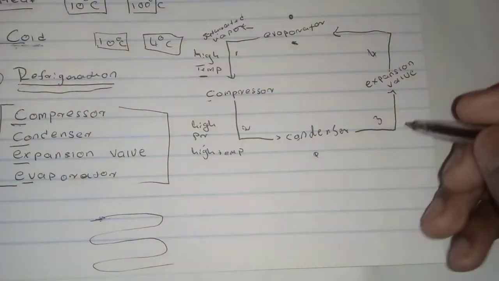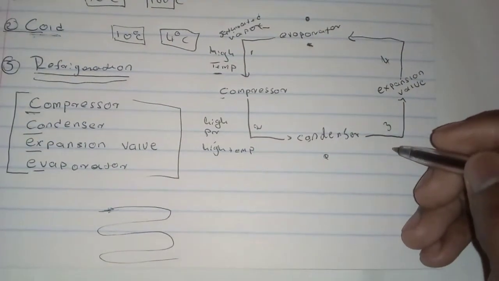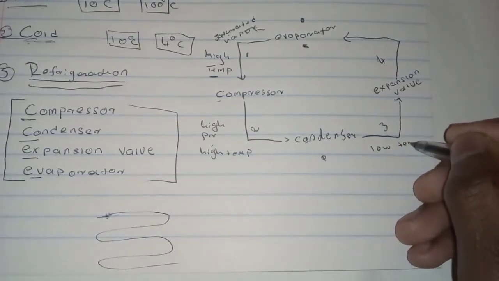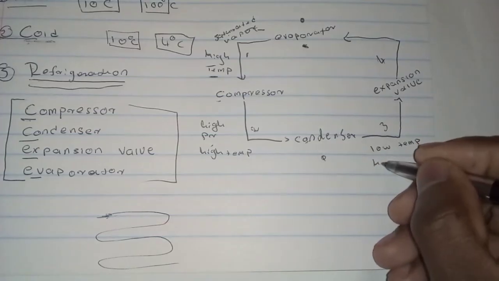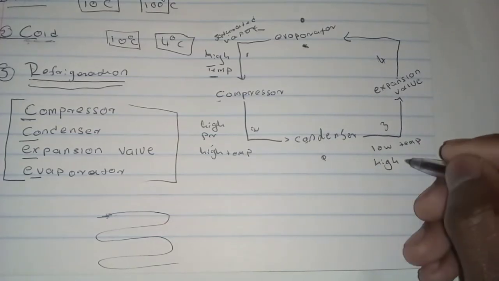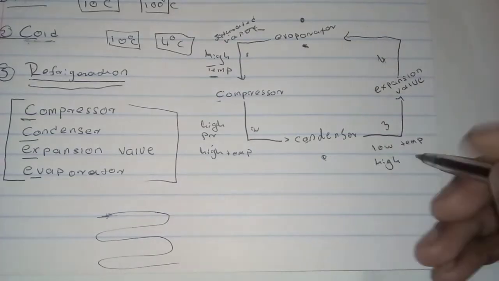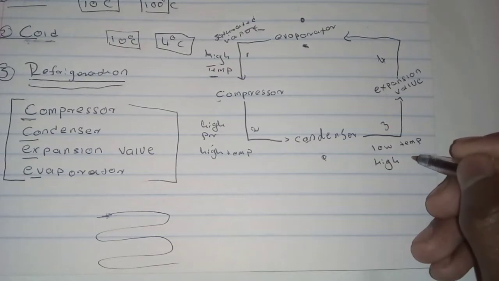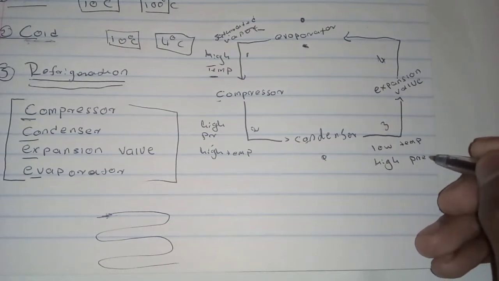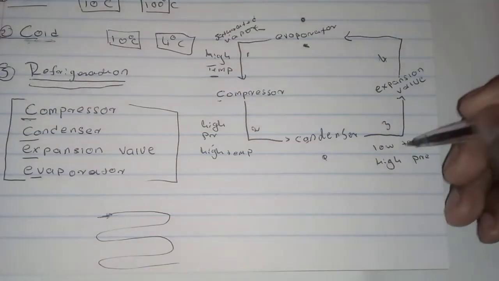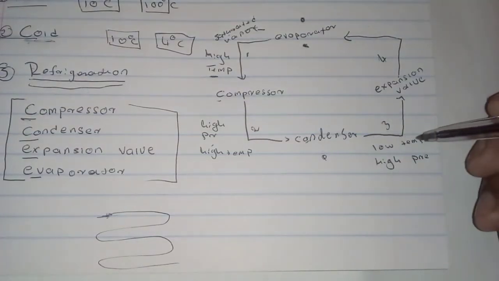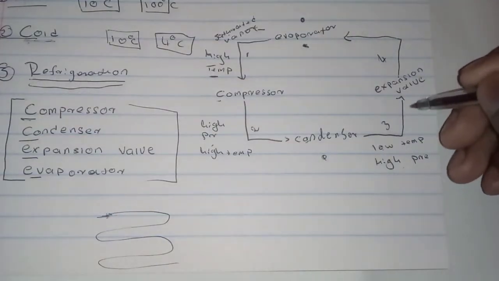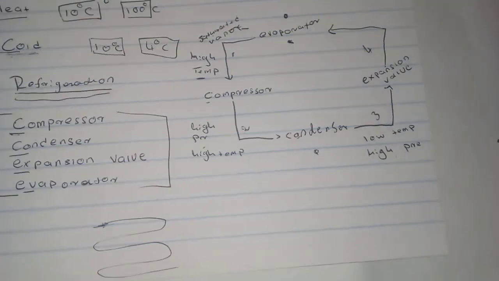And then the refrigerant will come out on the other side as low temperature, high pressure. The pressure is not changing. Only the temperature will change since we just passed it through the condenser. It's high pressure. And then after passing it through the condenser, it will be low temperature and high pressure. We're now going to pass it through the expansion valve.